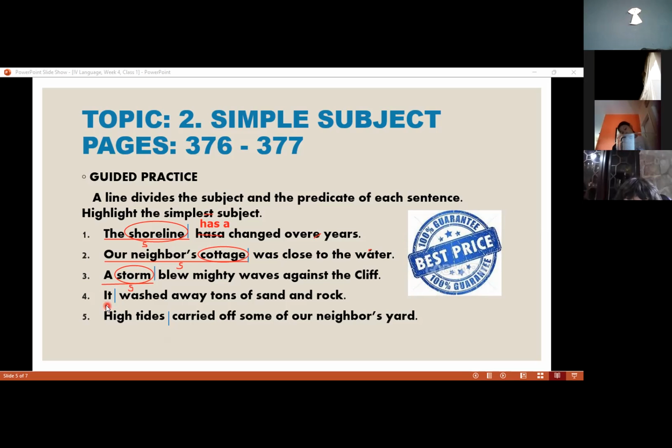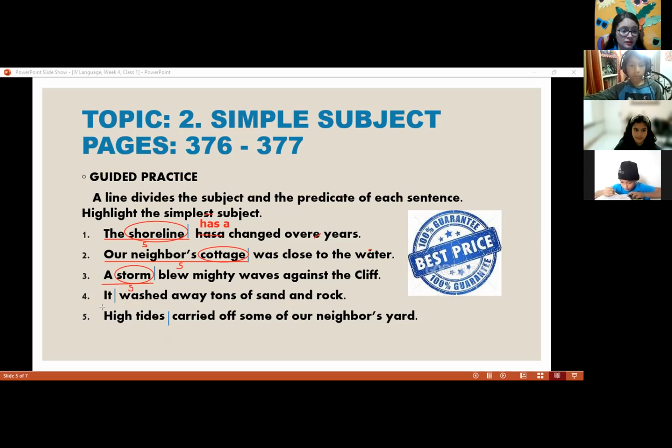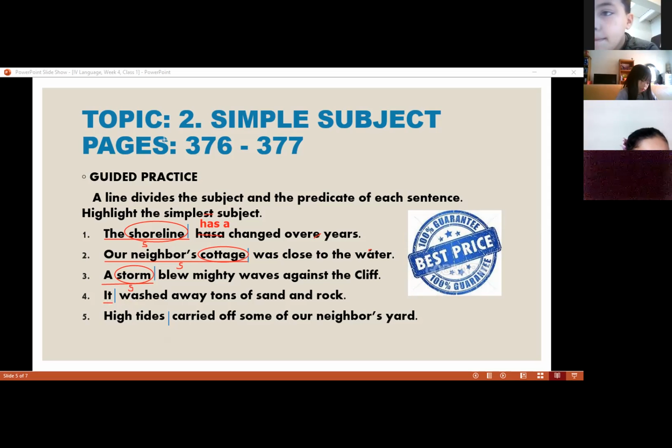Sentence number 4. It washed away tons of sand and rock. What is the subject here? It, just it. It is the most important, that's right. This is a pronoun, remember. So the pronoun can be a simple subject. So it is a subject and also it is the most important. So it is a simple subject.